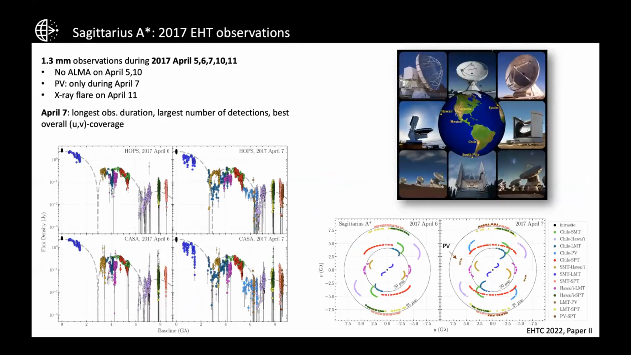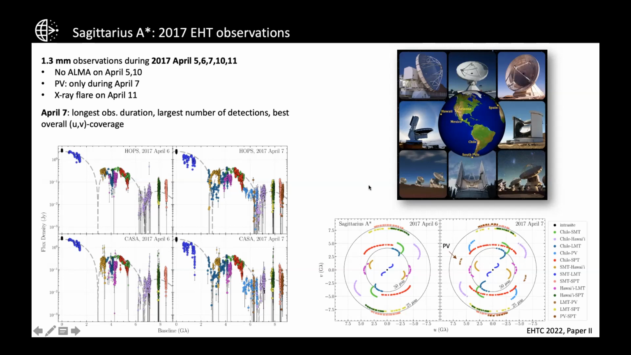So let's talk now about the observation. Sagittarius A* was observed during 5 days in 2017, April 5, 6, 7, 10, and 11, at 1.3 millimeter, with this array of 8 telescopes spread around the world. The most sensitive antenna was ALMA. Let me note that ALMA didn't observe during 2 of the 5 days, April 5 and 10. Moreover, during April 11, there was an X-ray flare, so the source was not quiescent. So in the end, we are left with these 2 days, April 6 and April 7.